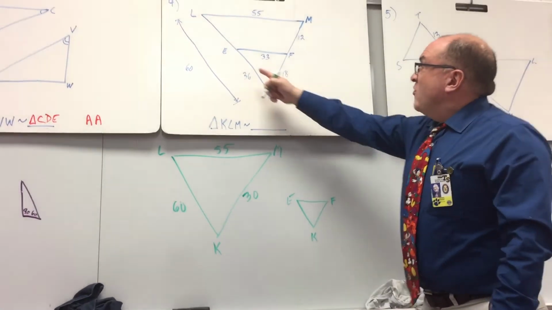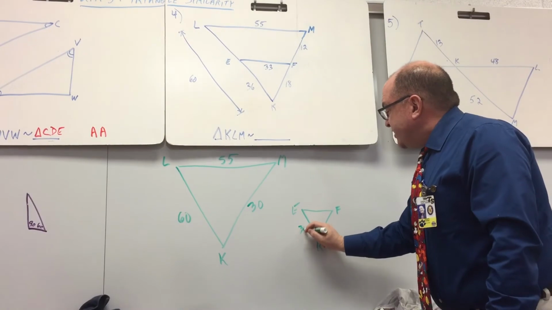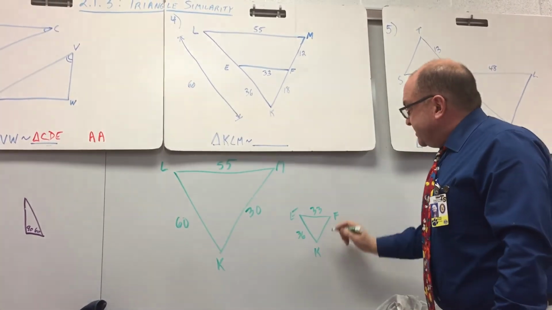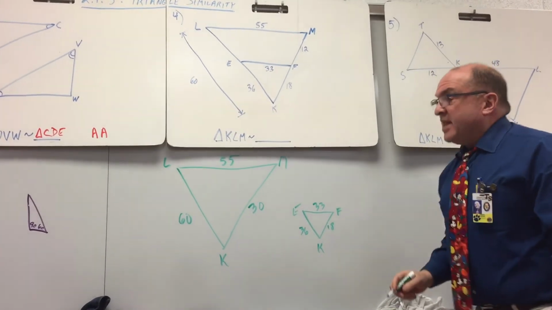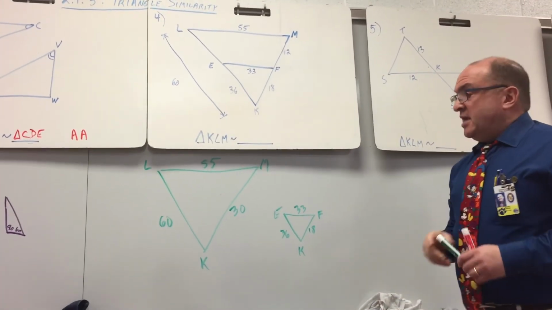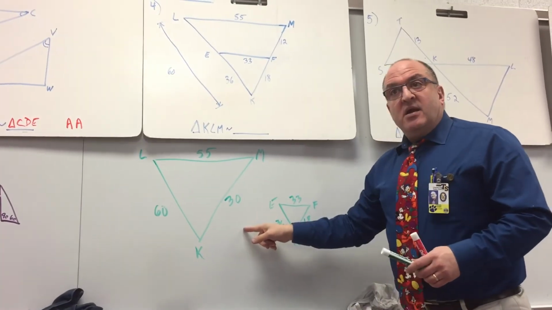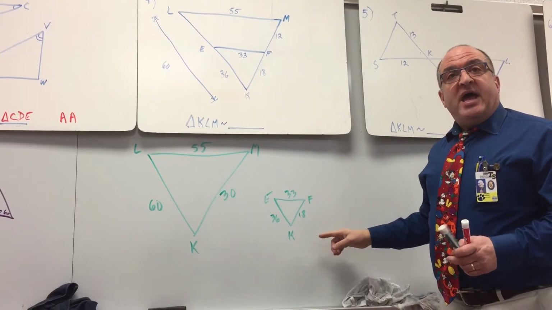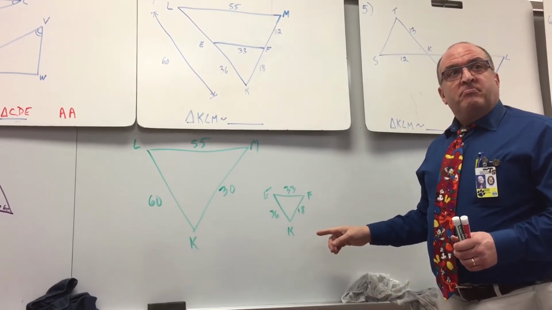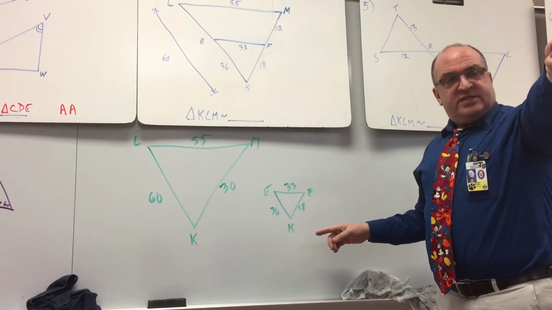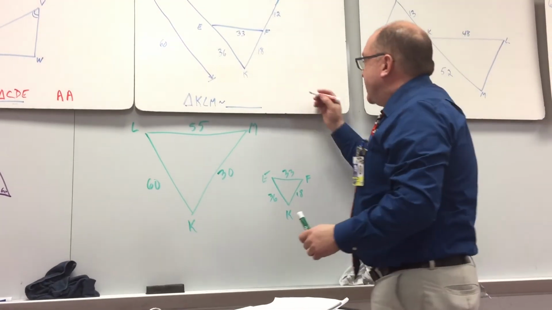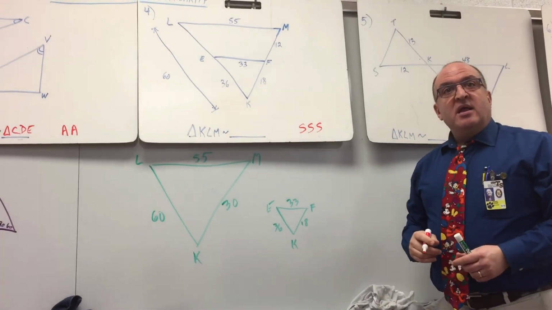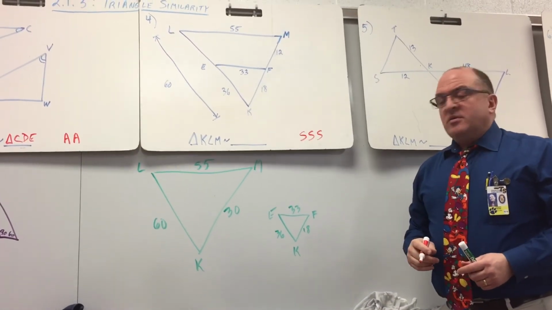Okay? Over here is 36. Over here is 36. Over here is 33. Over here is 18. Now, do you see that 3 sides here match up with 3 sides here? What do we call that? Side, side, side. Does that make sense? Okay?